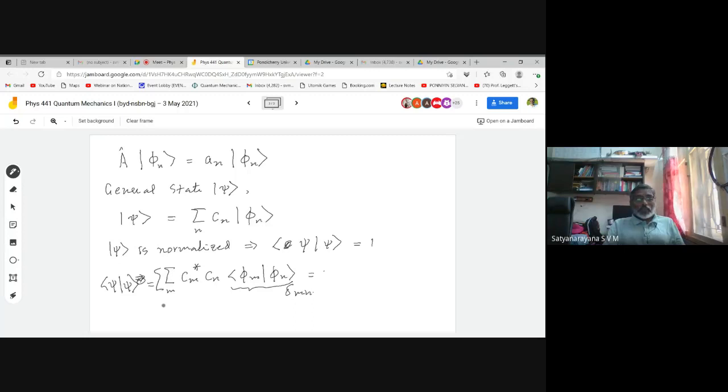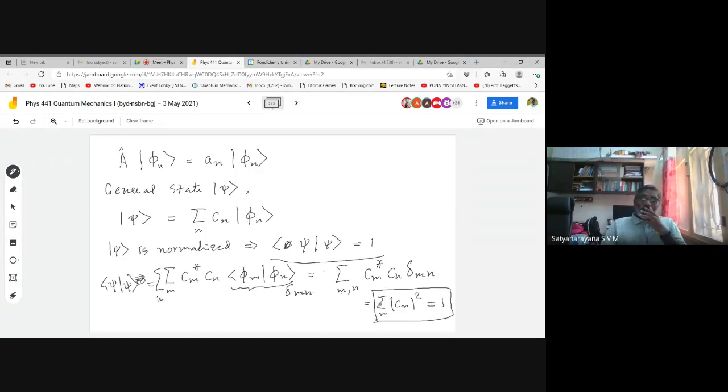It is basically sum over m and sum over n. So that is given by sum over m comma n Cm star Cn delta mn. So if you look at one of the summations, suppose sum over m, in that summation only the m equal to n term will survive. So that gives you sum over n modulus Cn square. So this has to be equal to 1. Okay, so this is the condition.